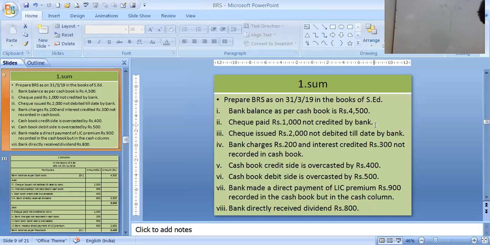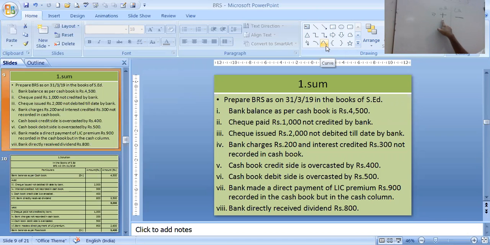As soon as we deposit the check, we write it on the receipt side of the cash book. So our cash book has increased, plus in the cash book. But as it is not cleared, it will be minus in the passbook. As it is not cleared, we write minus in the passbook. So you understand the first thing. Check paid into bank means check deposited into the bank. We have received a check and recorded it on the receipt side, and the bank has not credited us, which means the bank has not cleared the check.